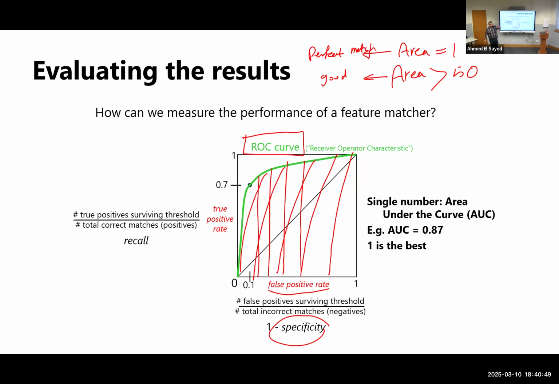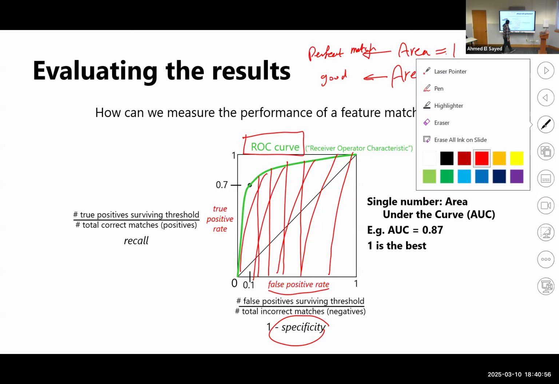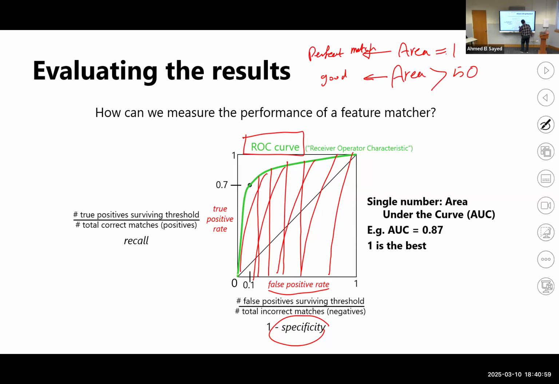All the points here match the required points here exactly correct. And in this case, the curve will look like this, going exactly to the corner. So the area under it will be 1. Because it's a square, right? 1 times 1. So the area will be 1. If the area is 1, then you have a perfect match. Your matching technique is undebatable.